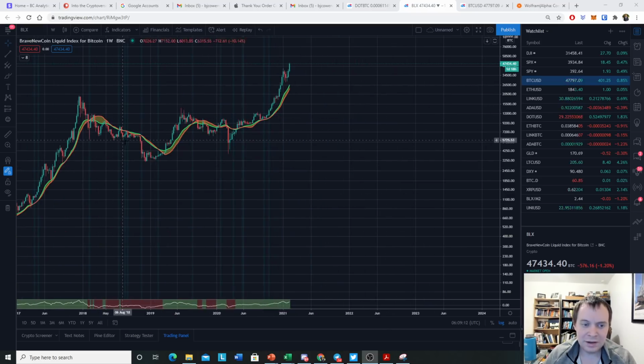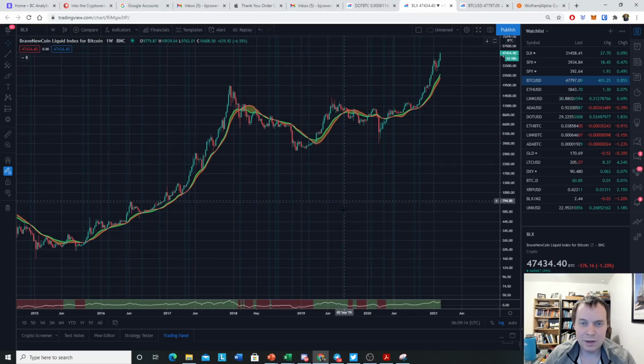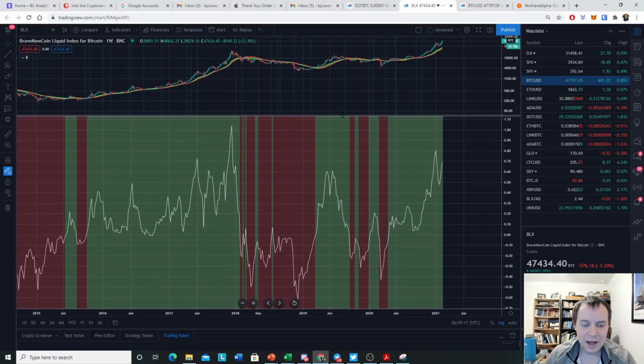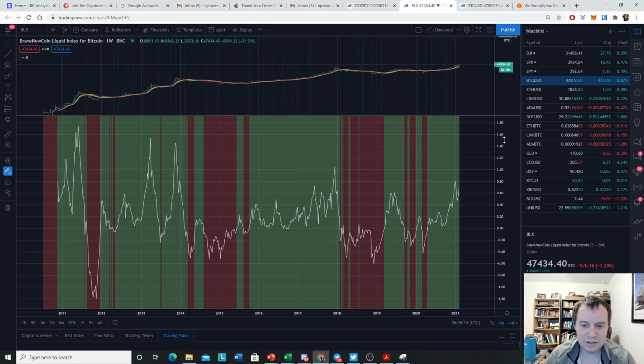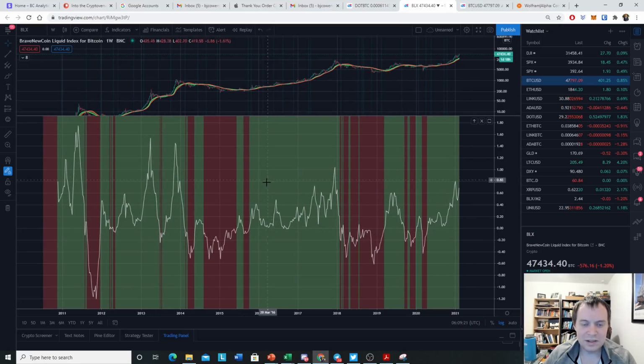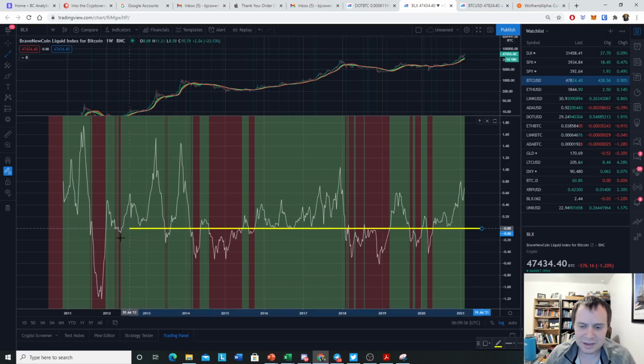This band here is a combination of the 20-week SMA and the 21-week EMA. And we've color-coded these regions based on whether the price of Bitcoin is above either one of those. If it's above either the 20-week SMA or the 21-week EMA, it'll be colored green. If it's below both, it's color-coded red. This helps us to identify our bear markets, okay? But the line is based on the 20-week moving average, okay?